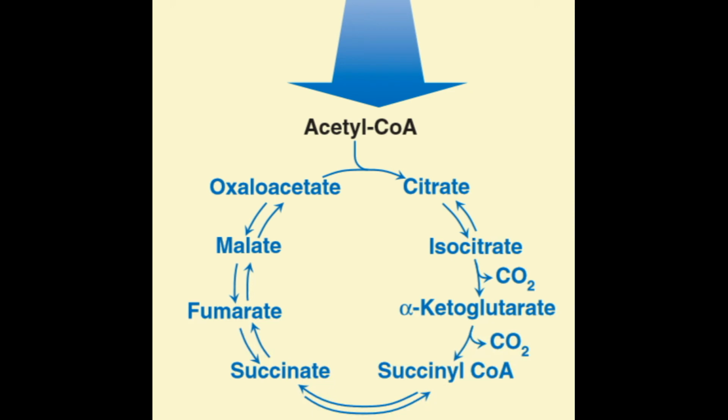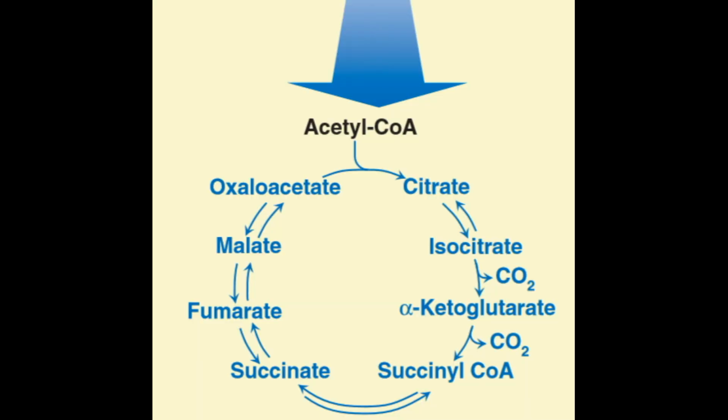2 is for succinate, friends is fumarate, more is malate, and often is oxaloacetate. And then oxaloacetate combines with acetyl coenzyme A to start the cycle again.